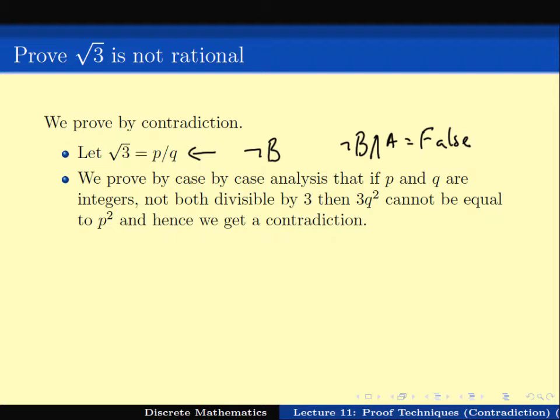Now if that is the case, when I have square root 3 equals p by q, this translates to, if I square both sides, 3 equals p square by q square, or in other words, 3q square equals p square. And that is where we will be drawing our contradiction.